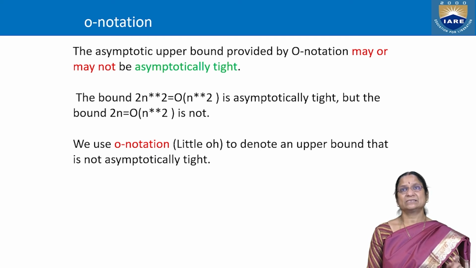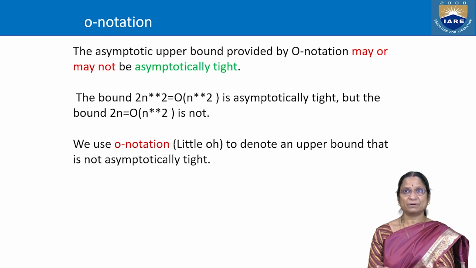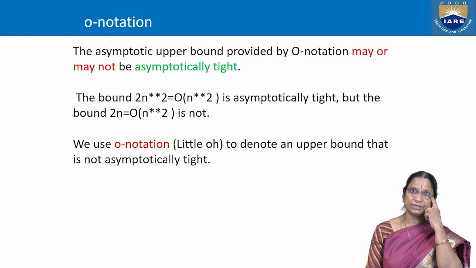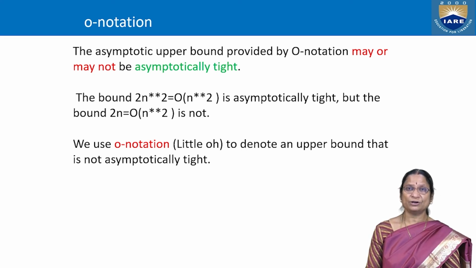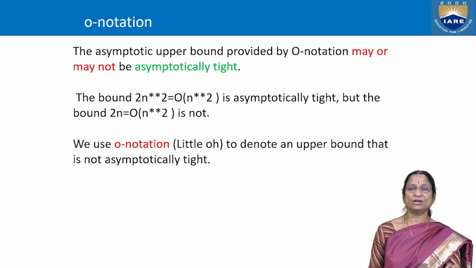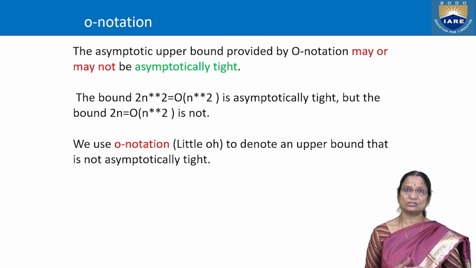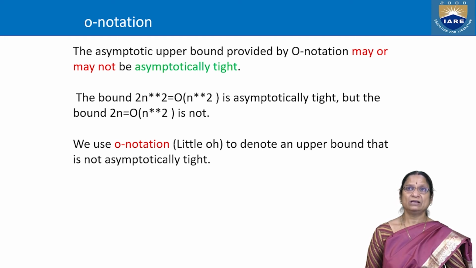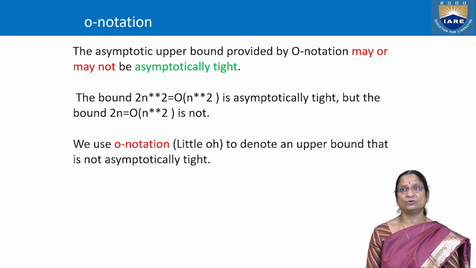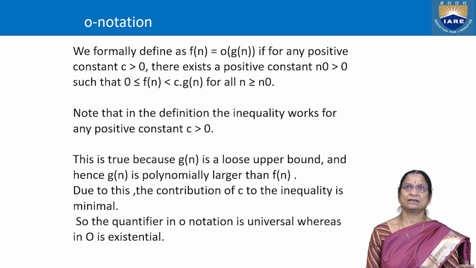Another example is the small o notation. The asymptotic upper bound provided by big O notation may or may not be asymptotically tight. As I told you, order of n is there. If order of n is there, order of n square is also there, n cube is also there. That is, all higher levels are possible. But it is not tight, no? So that's why we use this small o notation, or little o notation, to denote the upper bound that is not asymptotically tight.